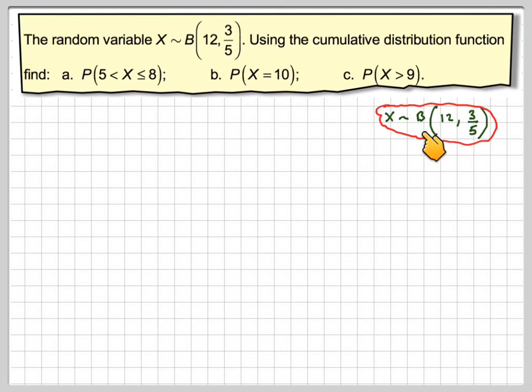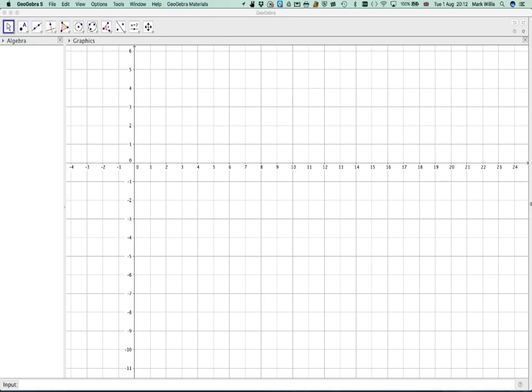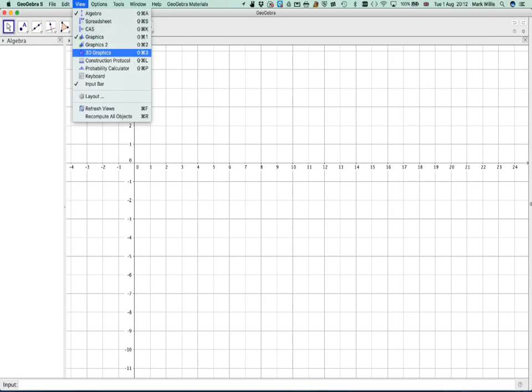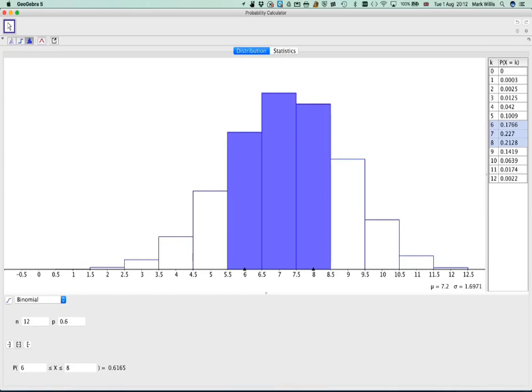So we've got x binomially distributed, n is 12, p, the probability of success, is 3/5. The probability that x is more than 5 but less than or equal to 8, we need to think about the probability of being between 6 and 8. If we go to GeoGebra and go to View and get the probability calculator, and set here to 12 and this to 0.6, which is 3/5. In the first case we want 6 and 8, which is already in, so we'll just write those in here.